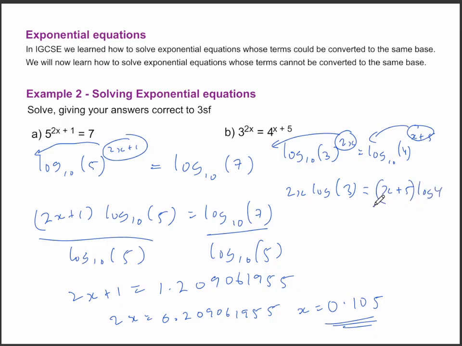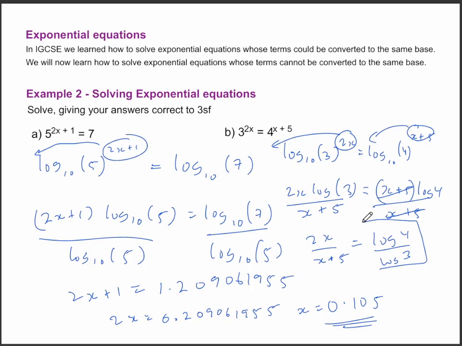And then here what we can do is divide by x plus 5, and then we can divide by log 3 as well on both sides. We end up getting 2x over x plus 5 equals log 4 over log 3. Solving this equation, you can find the value of log 4 over log 3, and solving this will give us x equals, to three significant figures, 8.55. That's going to be our value of x for B.